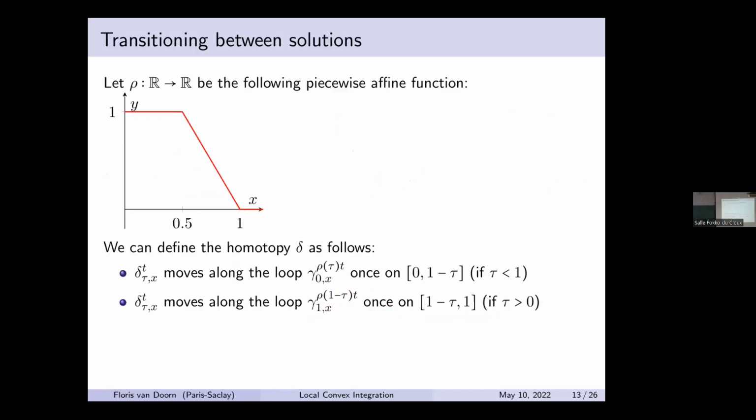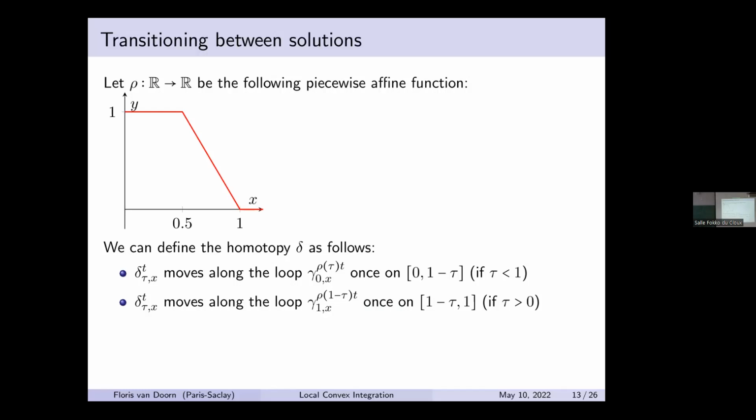Of course, this picture, Lean didn't really like, so we had to give a little bit more detail for our proof. So here is how we define this in Lean. We start with this piecewise affine function, from R to R. If the input is less than a half, it's 1. If the input is greater than 1, it's 0, and it's linear between them.